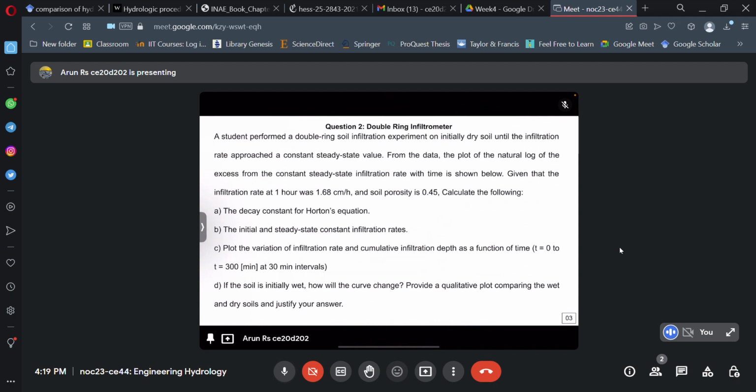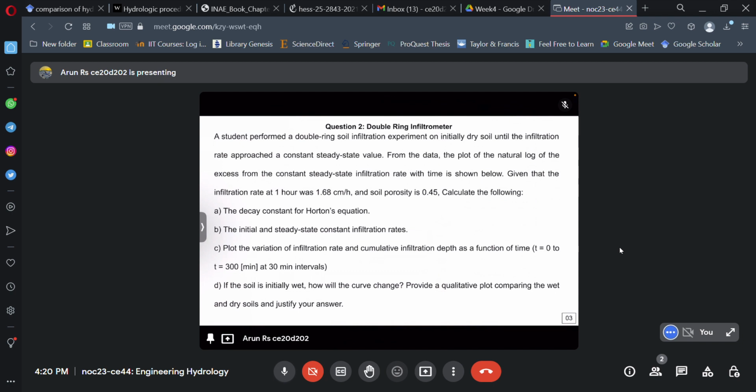So the second question is, a student performed a double ring soil infiltration experiment on initially dry soil until the infiltration rate approached a constant steady state value. From the data, the plot of natural log of excess from the constant steady state infiltration rate with time is given. And we have also been given with the data point. At time t is equal to 1 hour, the infiltration rate was 1.68 centimeters per hour, and the soil porosity is given as 0.45. Now we need to calculate the decay constant for the Horton's equation, the initial and the steady state constant infiltration rate, and we also need to show the variation of infiltration rate and the cumulative infiltration depth as a function of time. So we are going to plot both of this with respect to the time.